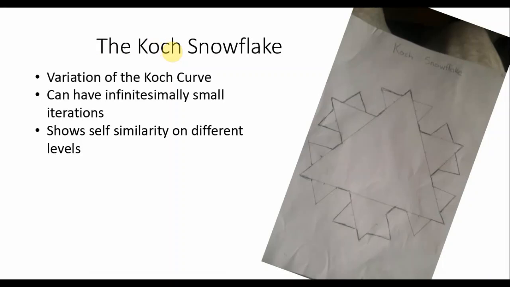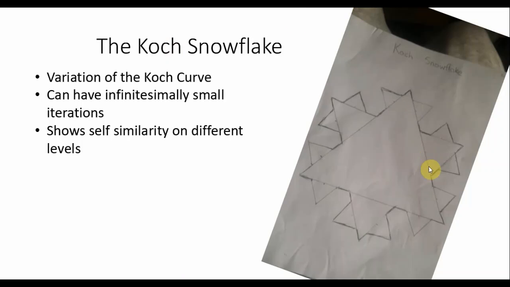Now, the Koch snowflake is a variation of the Koch curve. It also can have infinitesimally small iterations. That means infinitely small. And it can also show self-similarity on different levels.